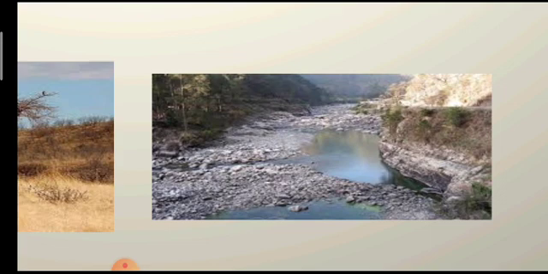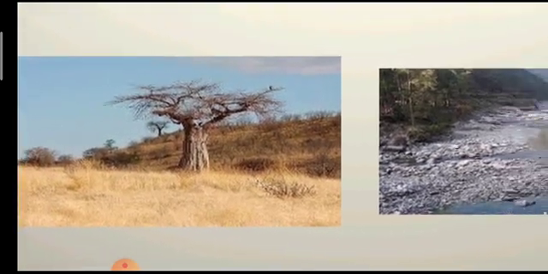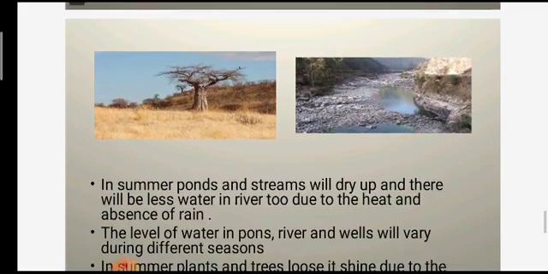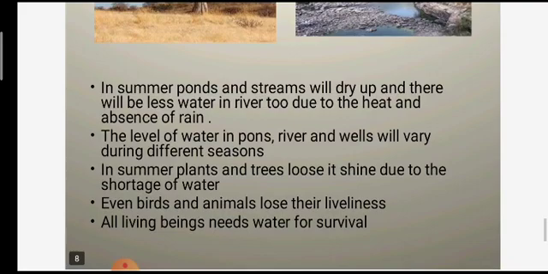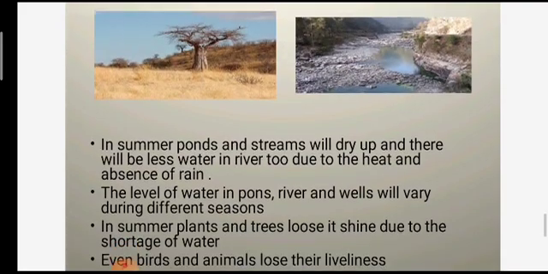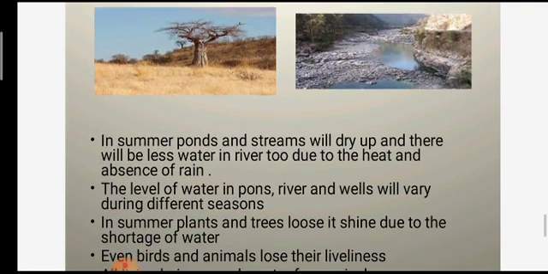This is a river picture, a river when it is full of water. How beautiful it looks. Now you see how it is looking. You can see here. In summer, ponds and streams will dry up and there will be less water in the river due to the heat and the absence of rain. See, due to the heat and absence of rain, what happens here? All the things will get dried up.